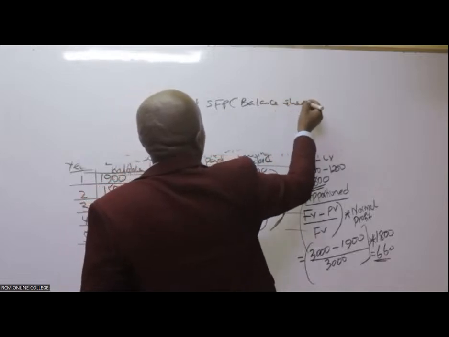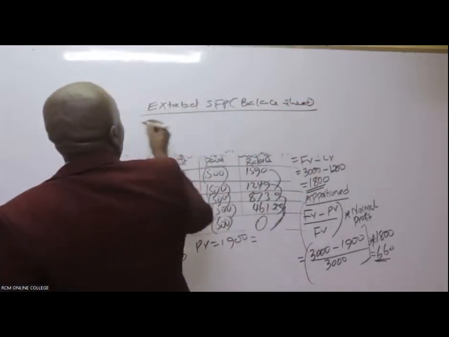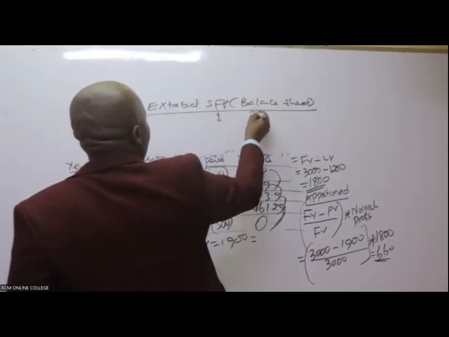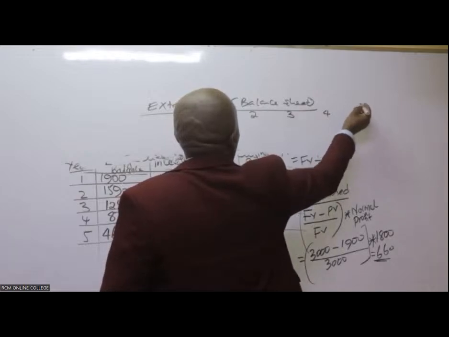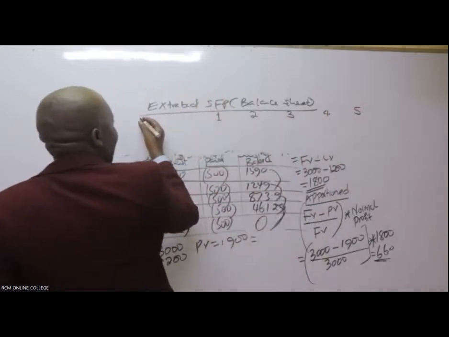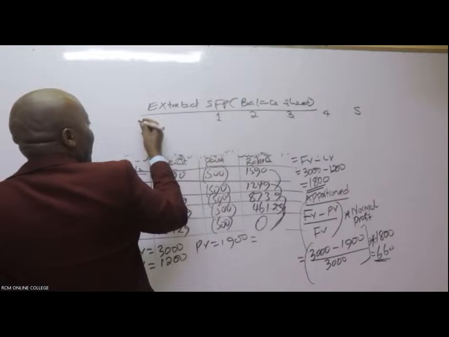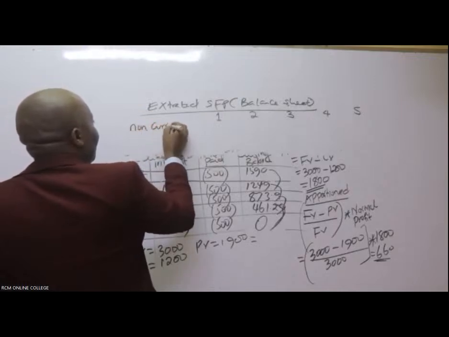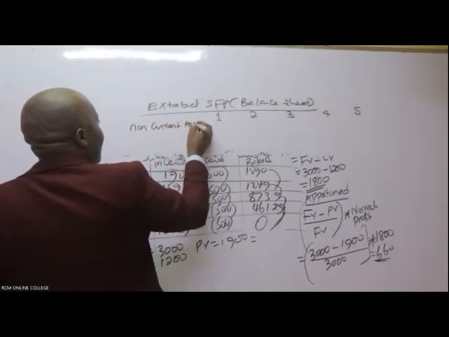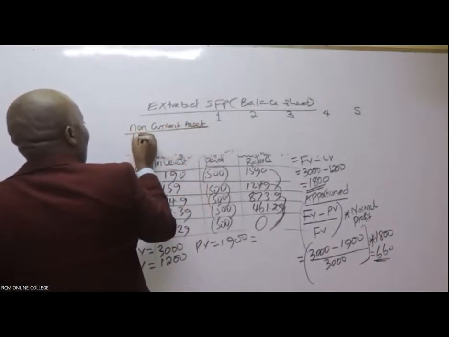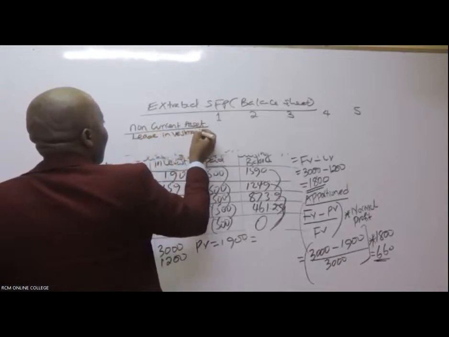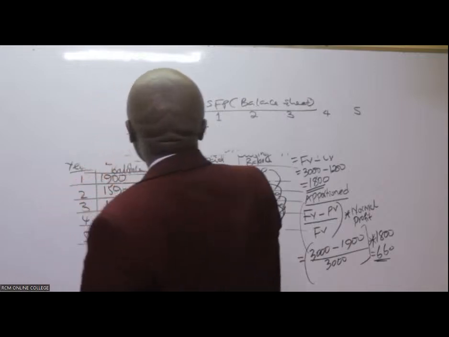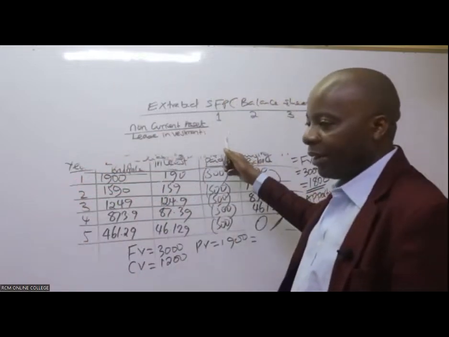This is the balance sheet. So we have year 1, year 2, year 3, year 4, year 5. So under assets here, we shall have non-current assets. So we shall be having what we call the lease investment. The lease investment, let me see how much will you want me to book in year number 1?